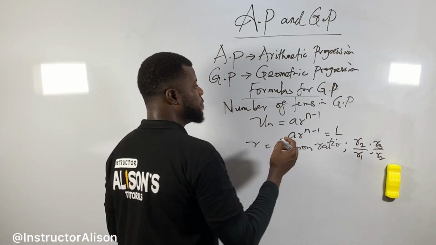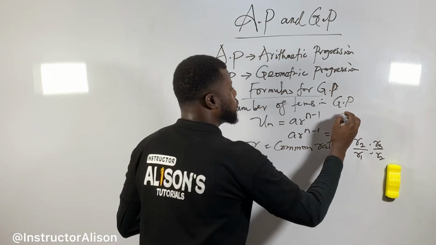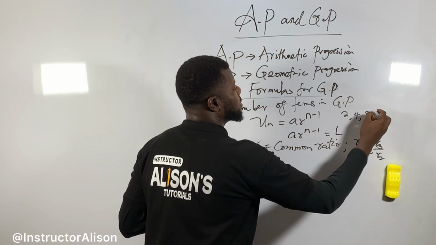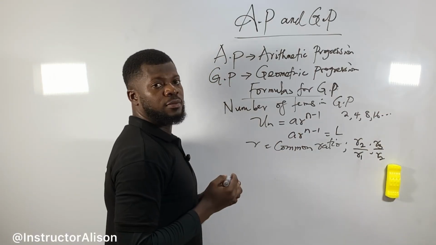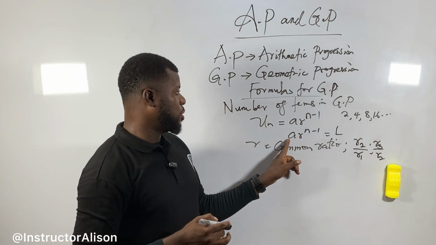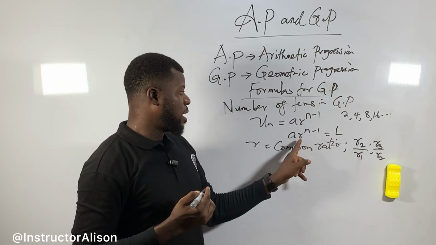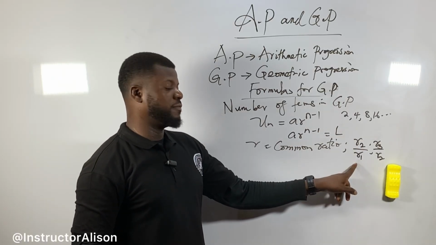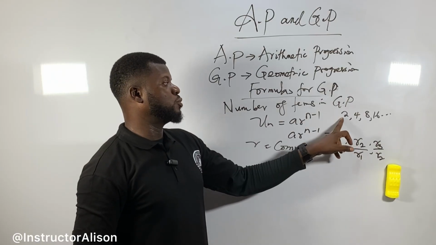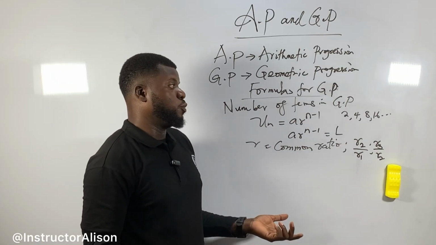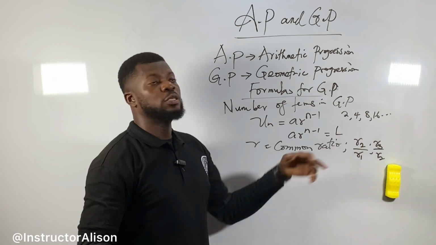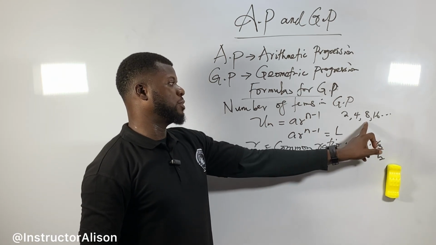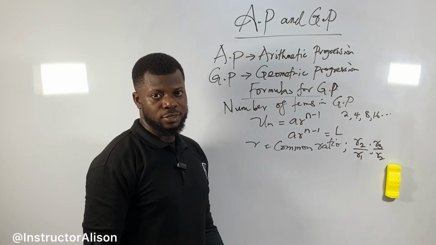So if I give you something like 2, 4, 8, 16, as the case may be, your a is 2, the first term. To get r, you take 4, the second term, divided by the first term. 4 divided by 2 will give you 2. Or if you use 8 divided by 4, it will still give you 2. If you use the fourth term divided by the third term, 16 divided by 8, it will give you 2.